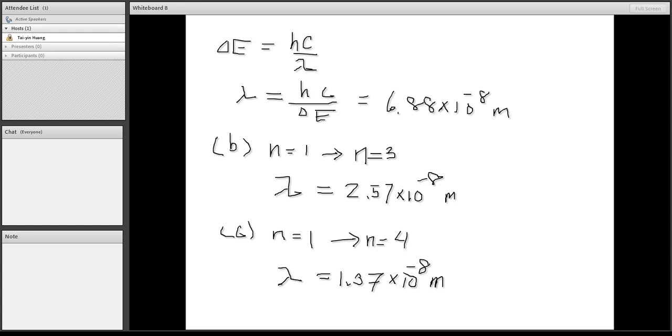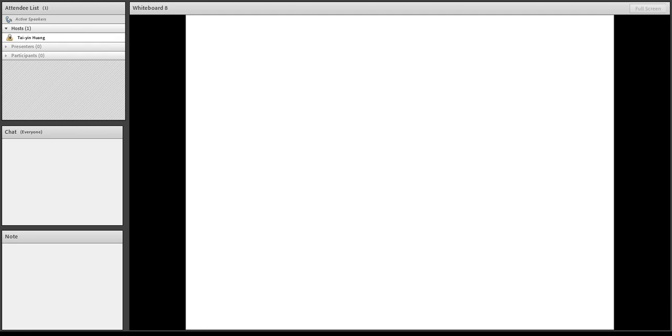The next one we want to do is problem 16. We've done part A in class. For part B, we have an electron traveling in an infinite potential well, and you're asked to find the probability of finding the electron between 0.75 L and L.